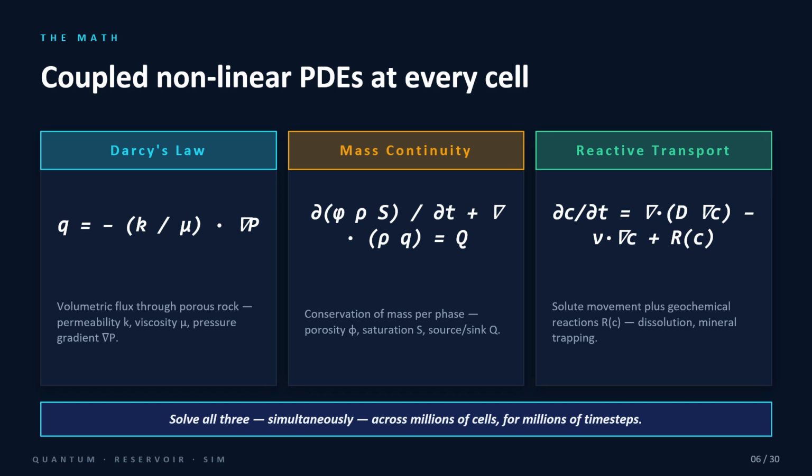The second equation is mass conservation. This ensures that fluid mass is not magically created or lost. For every grid cell, the simulator tracks how much fluid enters, leaves, accumulates, or is injected. The third equation is reactive transport, which becomes important for CO2 dissolution, mineral trapping, hydrogen reactions, and geochemical changes. The challenge is that these equations are coupled, nonlinear, and must be solved across millions or billions of grid cells and many time steps. This is why reservoir simulation is computationally demanding.